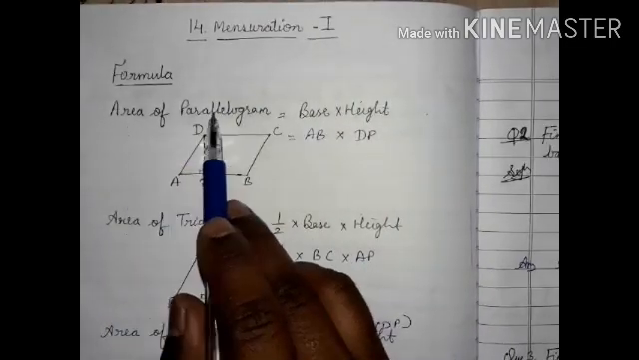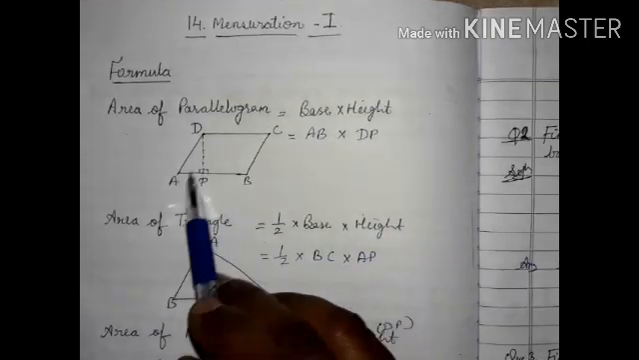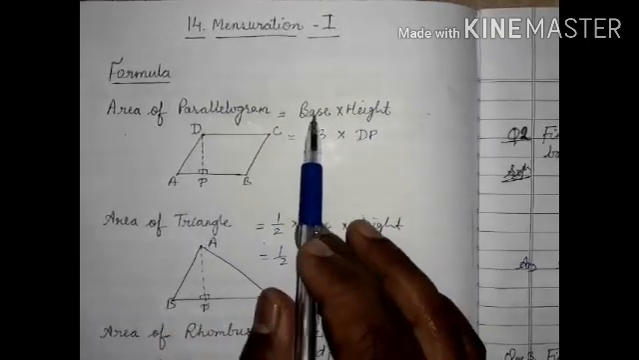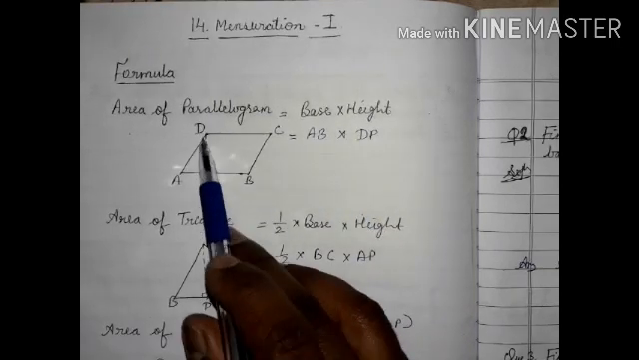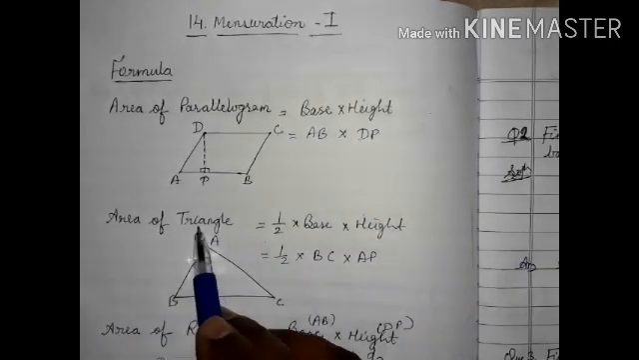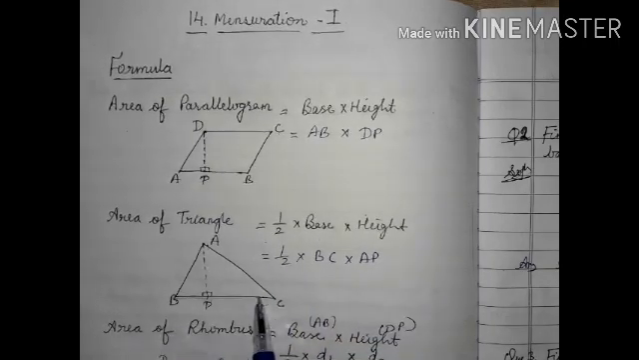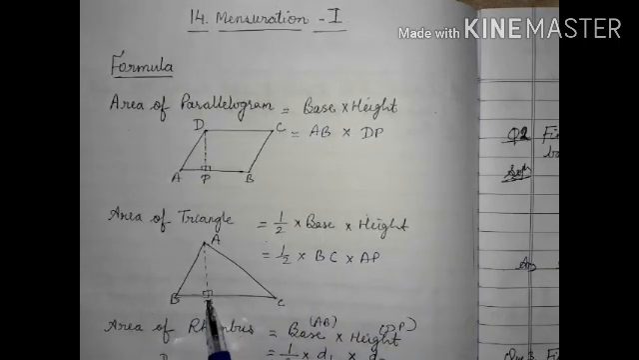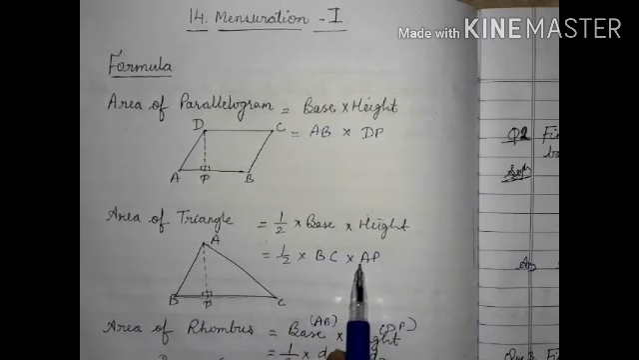Formula: area of parallelogram is equal to base into height. This is our parallelogram ABCD. Base is equal to AB and height is equal to DP. This is the height. Now area of triangle is equal to half into base into height. Here base is BC and height is AP, so it equals half into BC into AP.